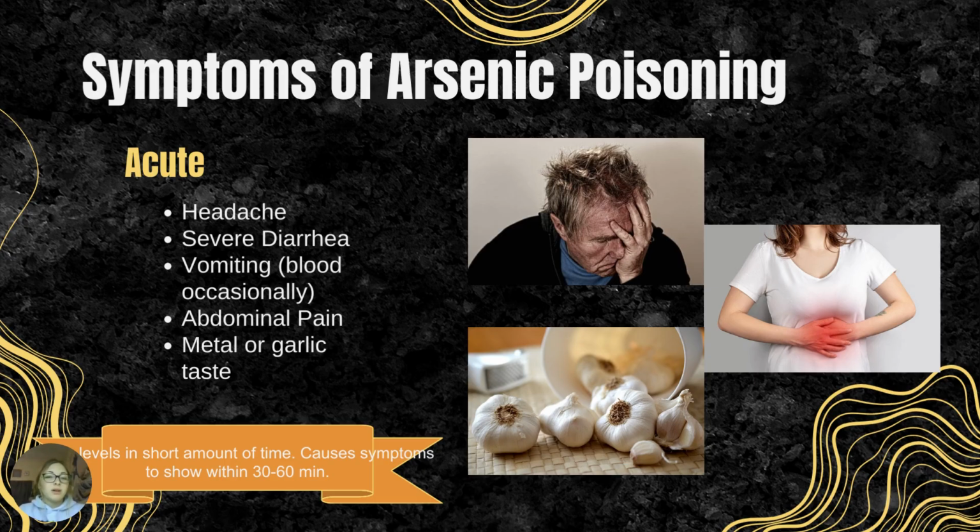So, some symptoms of acute arsenic poisoning, which is a high dose in a short amount of time, can show within 30 to 60 minutes. Some symptoms can include a headache, severe diarrhea, vomiting, which will sometimes include blood but not all the time, abdominal pain, and a metal or garlic taste.